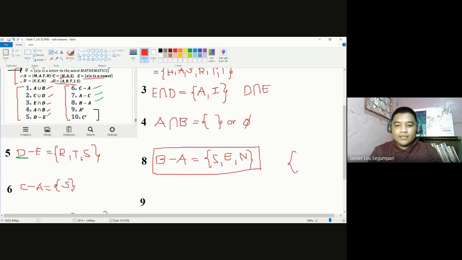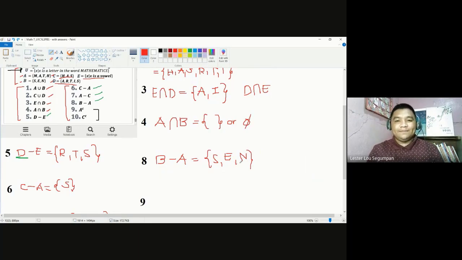Do not say empty set. When you say, since no elements can be removed, definitely the answer is empty set. No, we can only get empty set for set difference if all elements can be removed. Consider this: if elements S, E, and N are found in set A, all of them will be removed, and that would be empty set. But since we cannot find these elements in set A, they cannot be removed and they stay as they are. That is our answer for number 8.